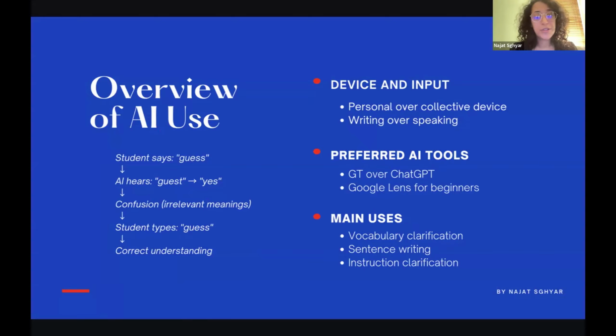Speaking, especially with a strong accent, was very difficult. Here is an example on the left. The student wanted to understand the meaning of the word guess. So it says, the student asked in Turkish, what does guess mean?